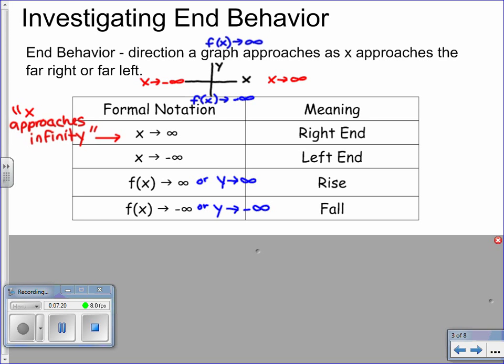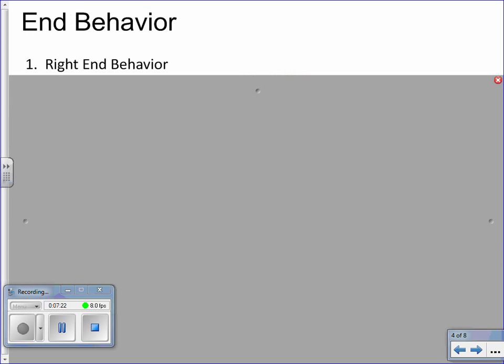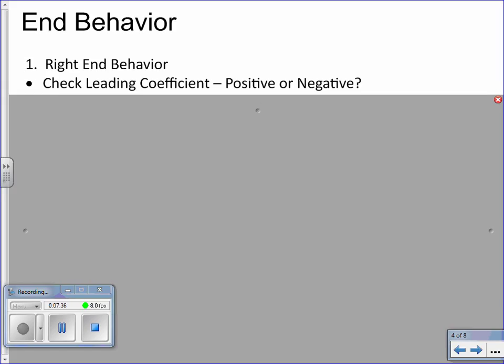So how do you determine right and left end behavior? Next step, we're going to write the rules, so make sure you have this in your notebook. Let's start with right end. I always tell students, do the right end first. To determine right end behavior, you are going to look at the leading coefficient. And we talked about leading coefficient yesterday. If the polynomial is written in standard form, the leading coefficient should be at the very front of the polynomial.